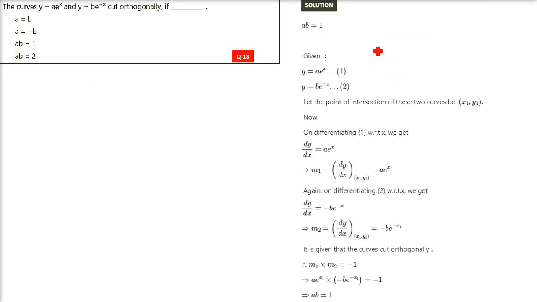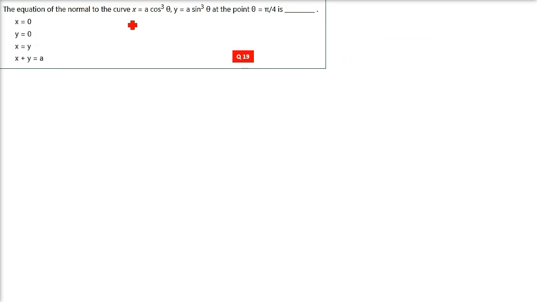The equation of the normal to the curve, these two, at theta equals pi by 4. Now we have to find out the equation of the normal. Please remember, I'll do certain things and then I'll come back to the normal. Right? So first x is this one. The basic thing that we do: dx by d theta. It is a, cos cube theta is 3 cos square theta. Differentiation I'm doing. And then cos theta will be minus sin theta.